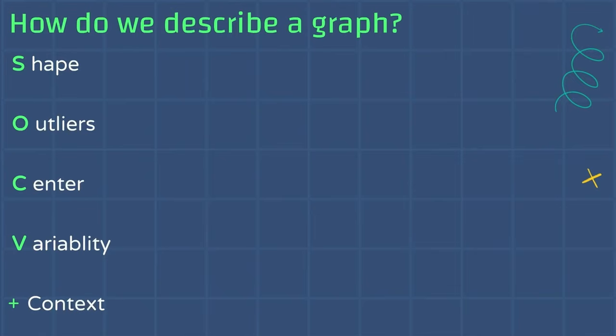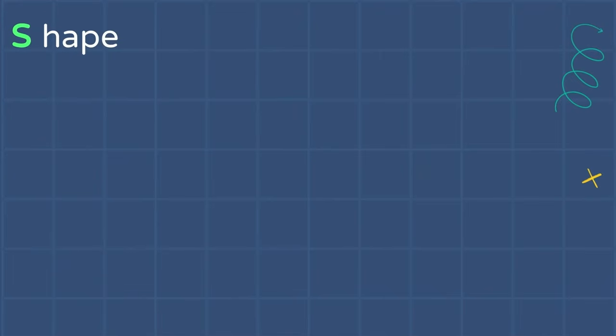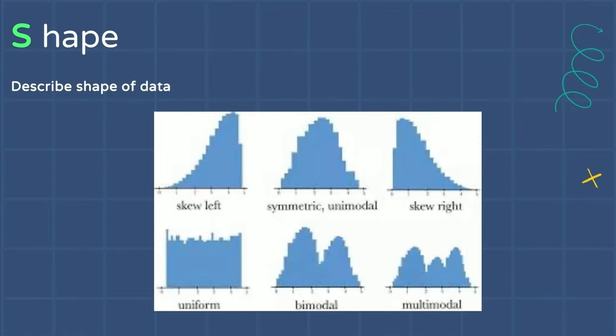We use SOCV, which is shape, outliers, center, variability, and of course, we always need context. Okay, so for S, shape, it describes the shape of the data, obviously. So these are different ways we can describe the shape. Left skewed, I like to think of it as if it's coming from the left, that's why it's left skewed. Right skewed is essentially the opposite.